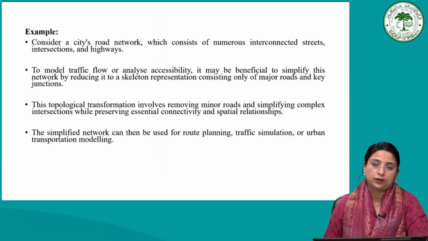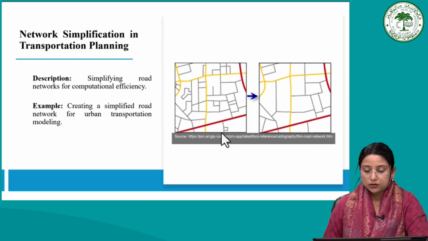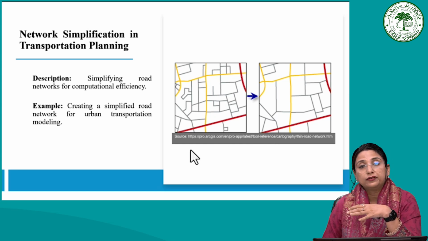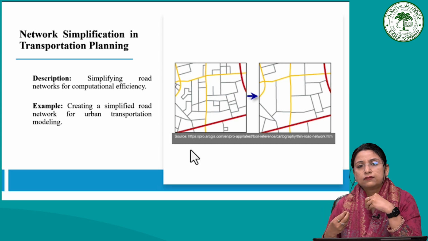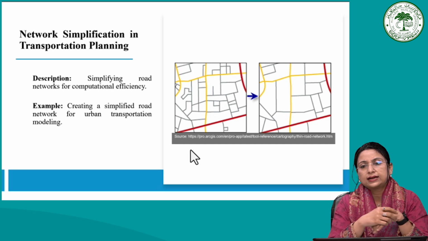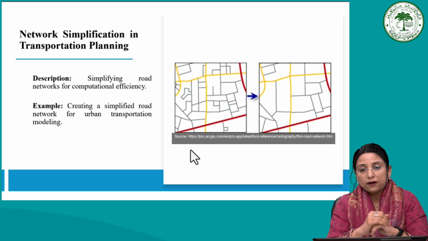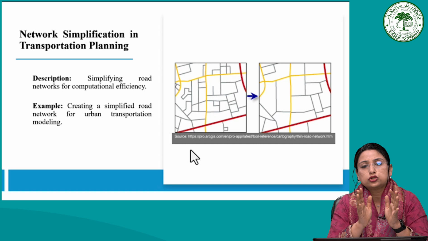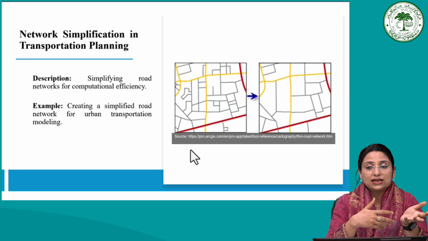So consider what I have shown in the previous slide. Here you can consider a city network which consists of numerous interconnected streets, intersections and highways. In order to model the traffic flow or analyze accessibility, it is very useful to simplify this network by reducing it to a skeletal representation.